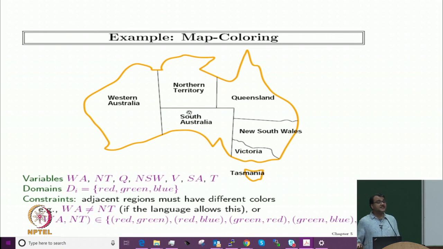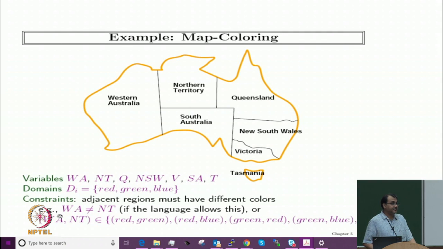And then what will be the constraint? The constraint would be that Western Australia cannot be equal to Northern Territory, Northern Territory cannot be equal to Queensland, New South Wales cannot be equal to Victoria, and so on. These are in this case inequality constraints, which represent that 2 states which are adjoining to each other in the map cannot have the same value. Now, how do you represent this constraint is also interesting. You can represent this constraint with a simple inequality if the language allows it.